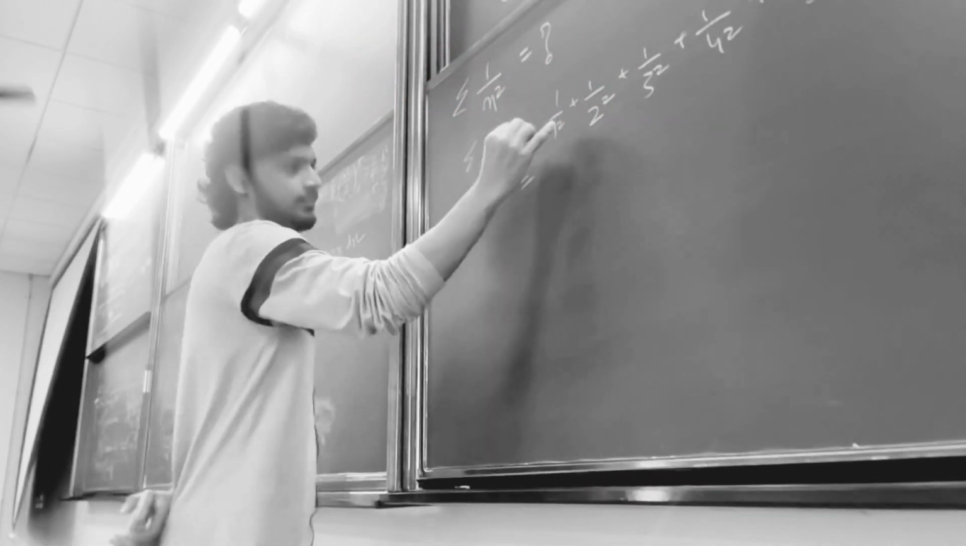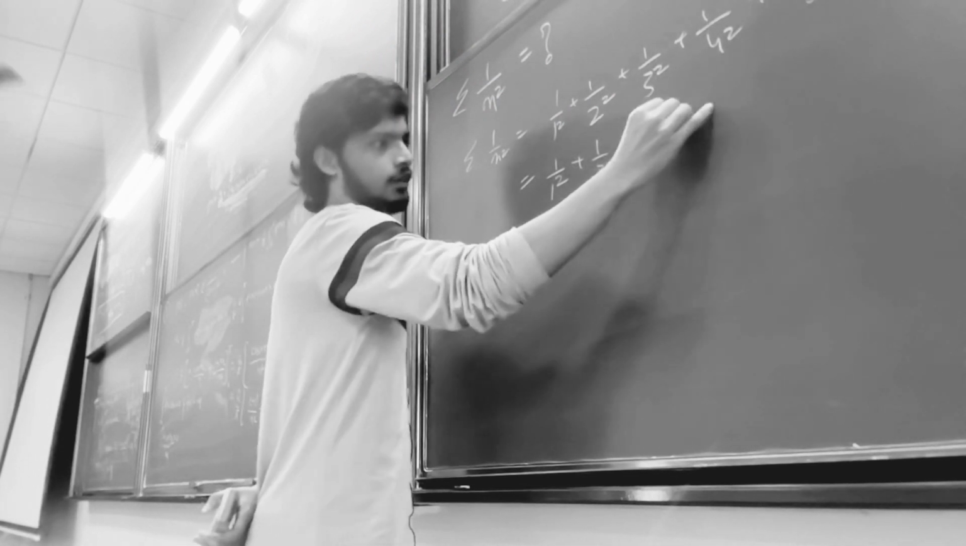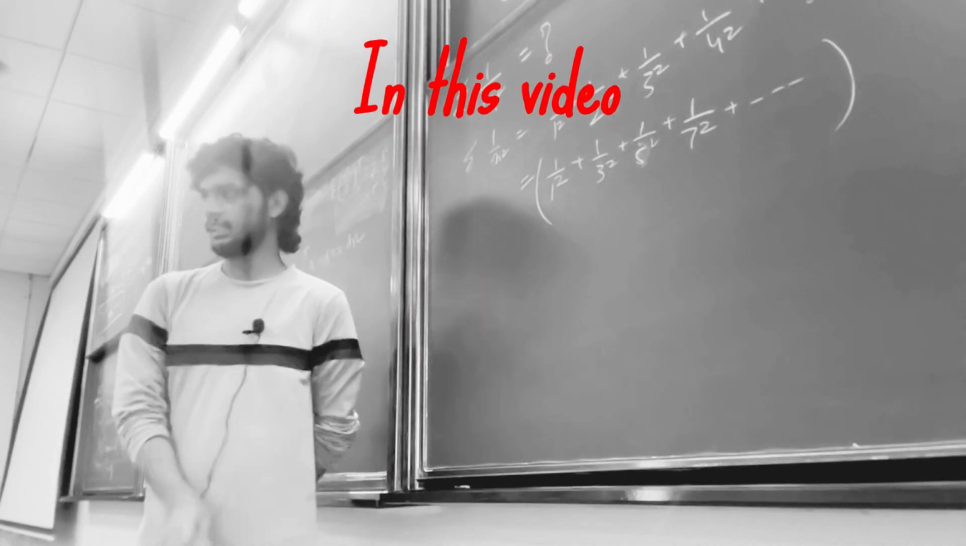Okay. See the magic. 1 by 1 square, 1 by 3 square, 1 by 4 square, 1 by 5 square, 1 by 7 square. These are odd numbers.